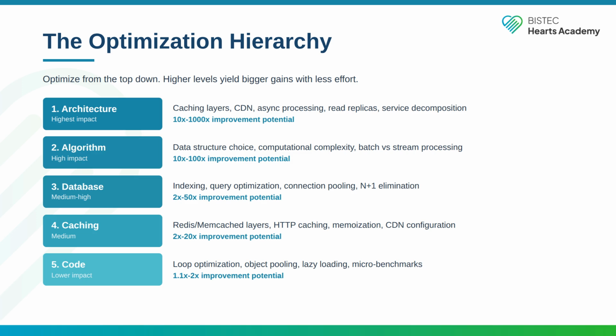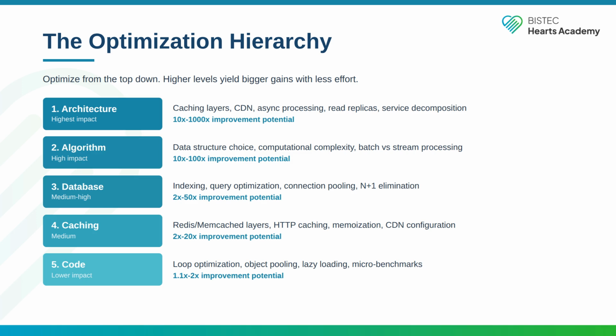Level 2 is algorithm. Choosing the right data structure or algorithm can give you 10x to 100x improvement. Switching from an O(n²) nested loop to an O(n log n) sort. Using a hash map instead of scanning an array. Batch processing instead of one at a time. Level 3 is database: indexing, query optimization, connection pooling, eliminating N+1 queries. This is 2x to 50x territory.